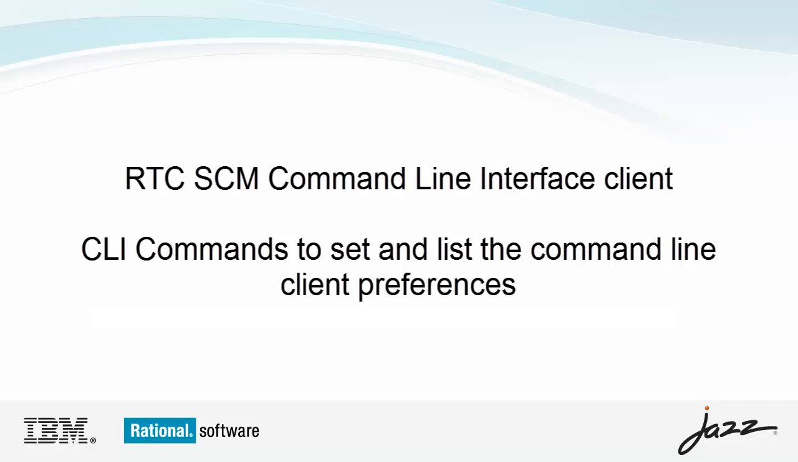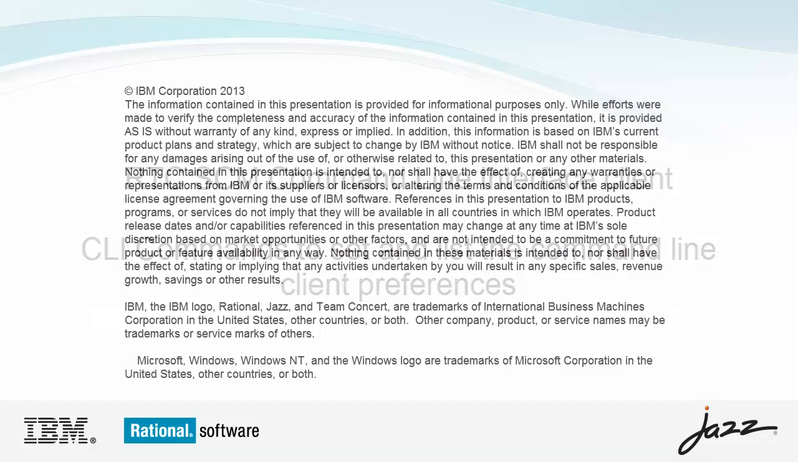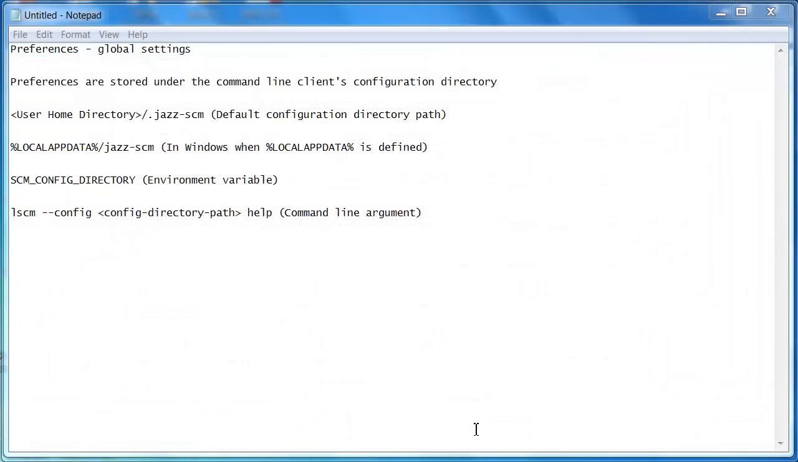In this video, I'm going to demonstrate the CLI commands that can be used to modify and list the command line preferences. Preferences are global settings used to configure certain aspects of the RTC SCM CLI client. These preferences are stored under the command line client's configuration directory, and they are applicable to all the CLI instances that run under the same configuration directory.